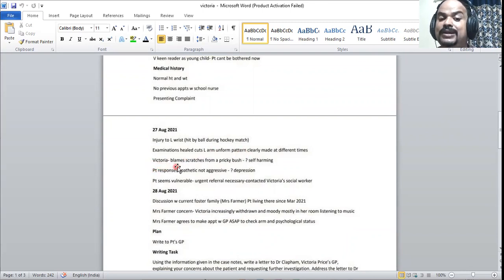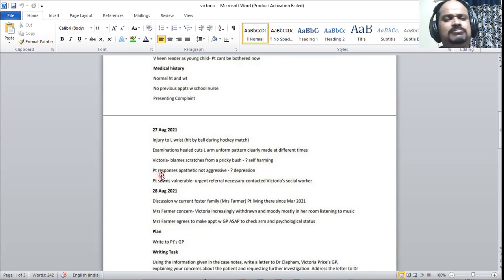So Victoria blames scratches from a prickly bush. Victoria was asked what happened, and Victoria replied that this has happened from a prickly bush. Some bush pricking. Now it doesn't appear so, it appears to be self-harm.